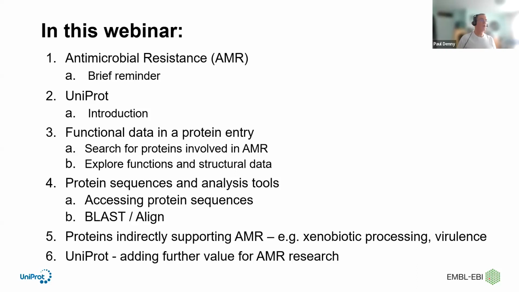Then after that, I'll talk about how you can take a sequence from UniProt and use the analysis tools which we supply to do things like BLAST searches, multiple sequence alignments, and so on. Then finally, the last two steps, I'll talk a bit about some examples of proteins which indirectly play a role in AMR. And then I'll say a little about how UniProt adds more value to researchers who are studying antimicrobial resistance.